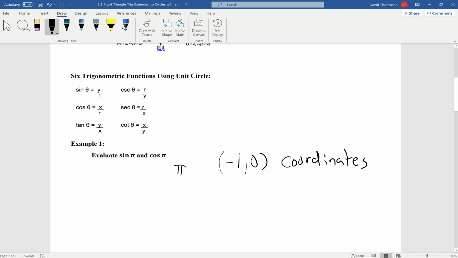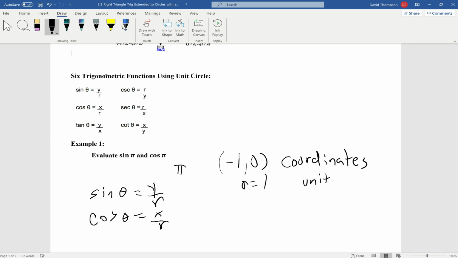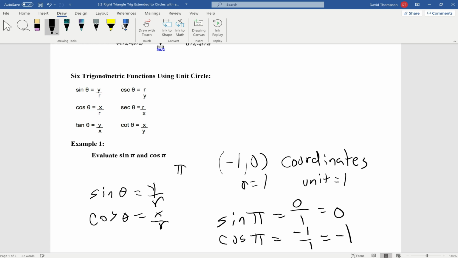Okay, so sine is defined as y over r. Cosine of theta is defined as x over r. And r is always going to be 1 because unit means 1. So if we write sine of pi, that's going to be 0 over 1, which is 0. If we write cosine of pi, that's going to be -1 over 1, which is going to be -1, and we're done finding the sine and cosine of pi.